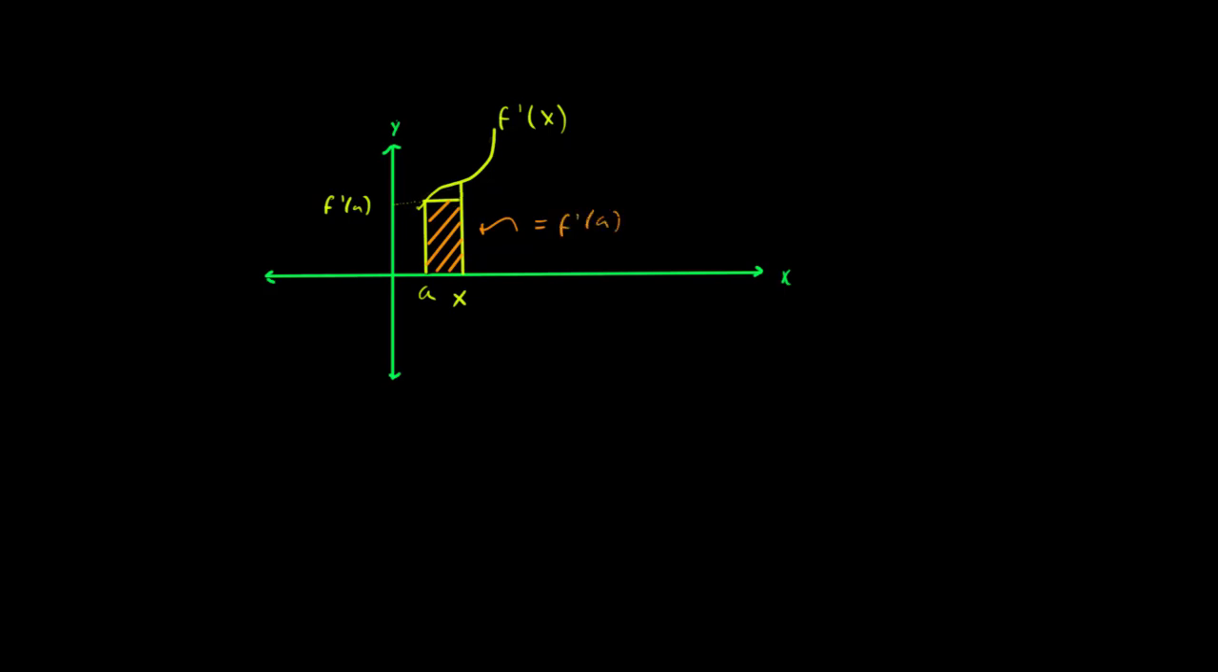I'm showing again the height of the rectangle is f prime of a, the area of the rectangle is f prime of a times the base x minus a. And this remainder r is what's left in the area under the curve. Now let's try to look at that remainder differently and try to express r as an integral itself. I mean, it looks like the bounded area under a curve, so it might be productive to look at it that way.